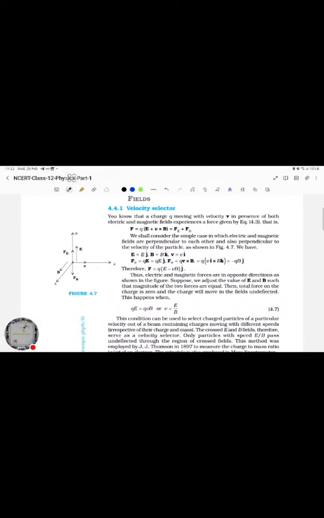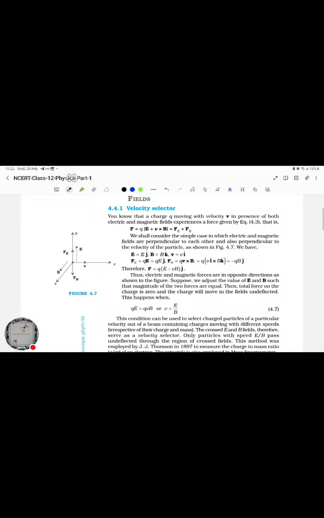You know that a charge q moving with a velocity v in presence of both electric and magnetic fields experiences a force F = q(E + v × B), that is, Fe plus Fb. We shall consider the simple case in which the electric and magnetic fields are perpendicular to each other and also perpendicular to the velocity of the particle. So we will have a simple scenario in which the electric and magnetic fields are perpendicular, and also perpendicular to whatever velocity the particle was moving with.